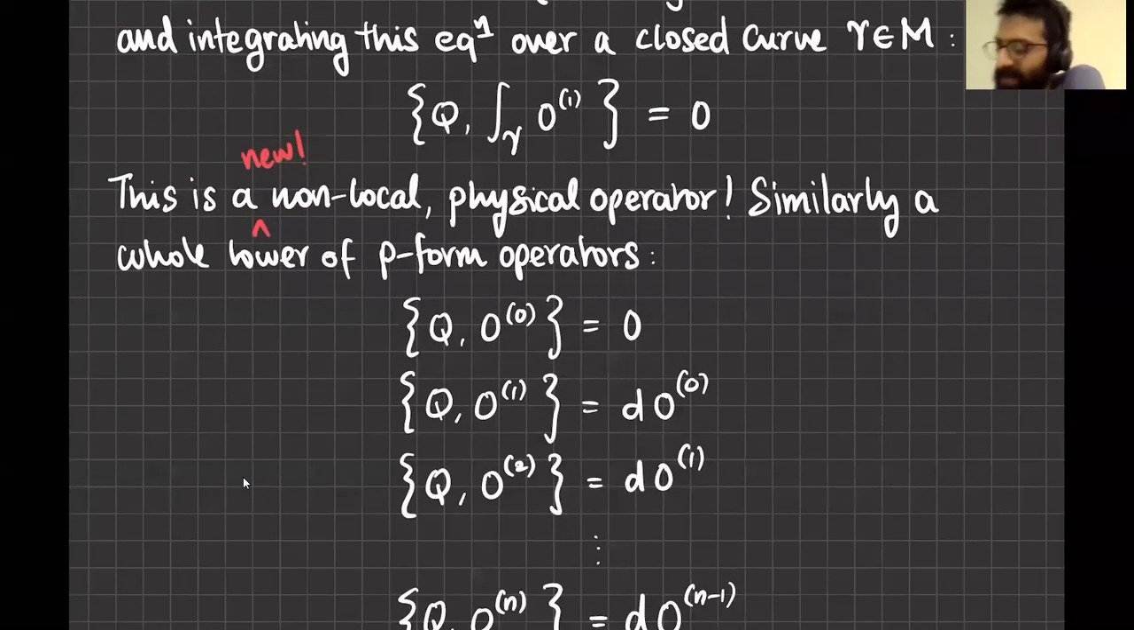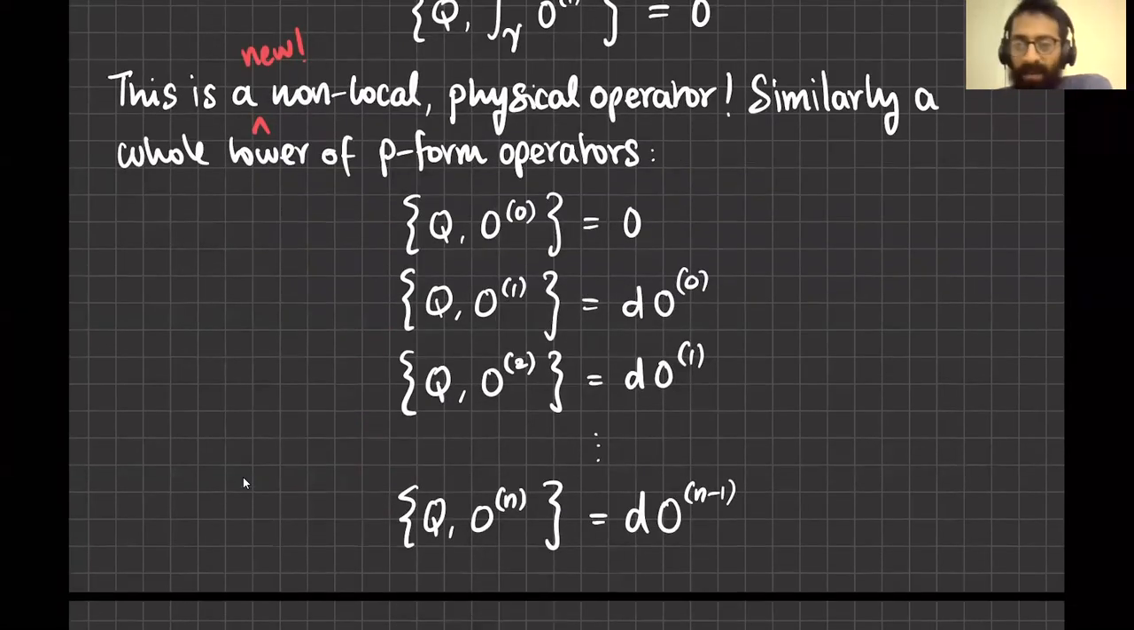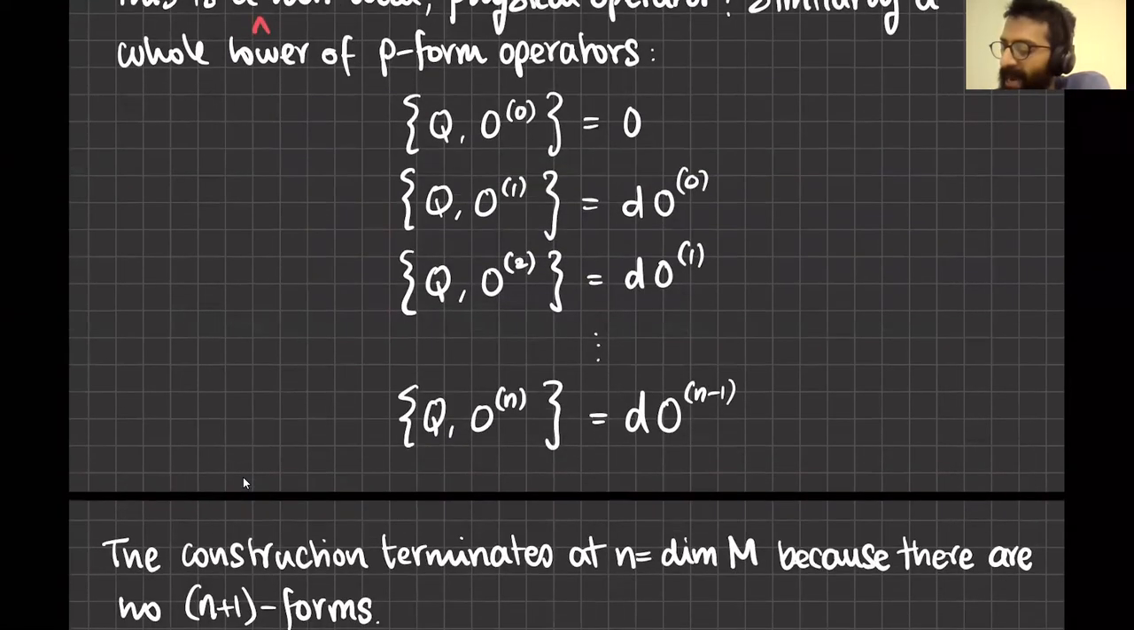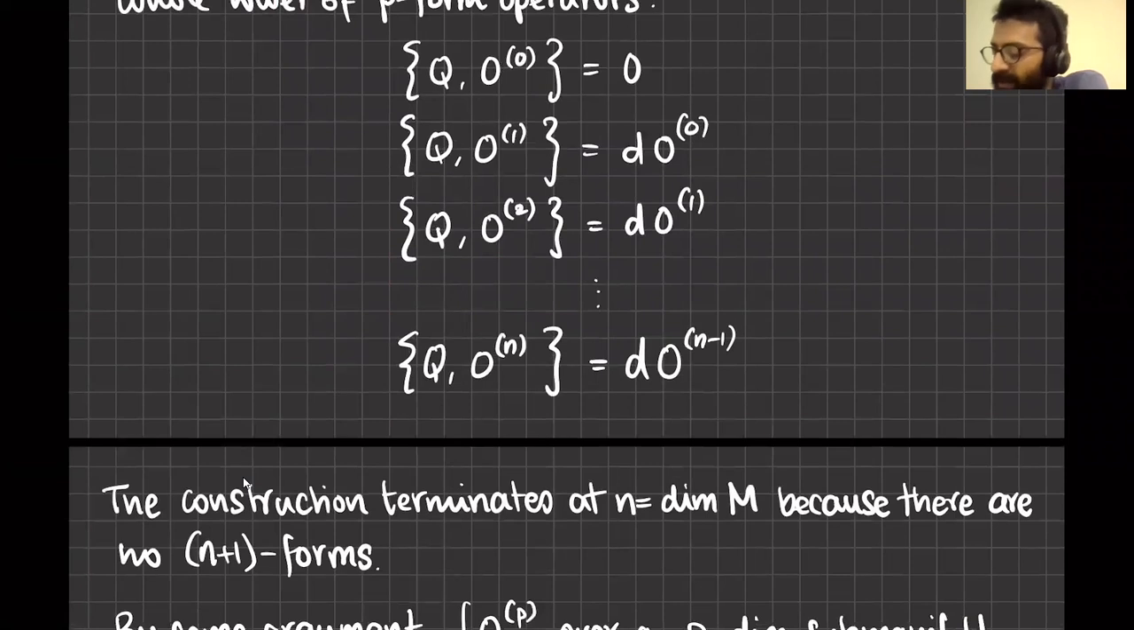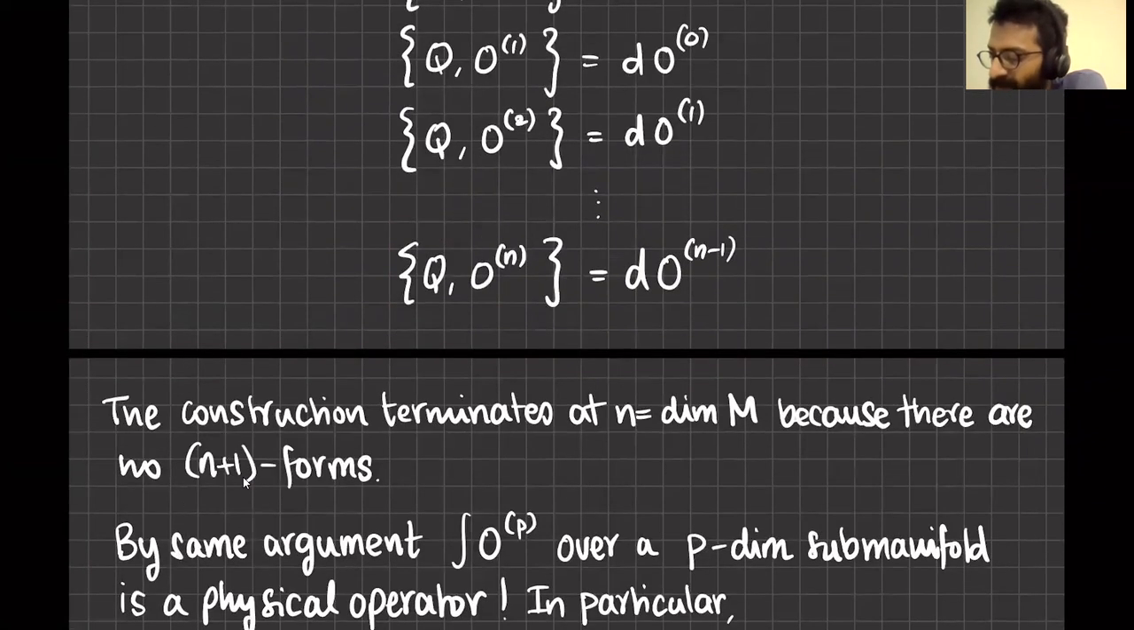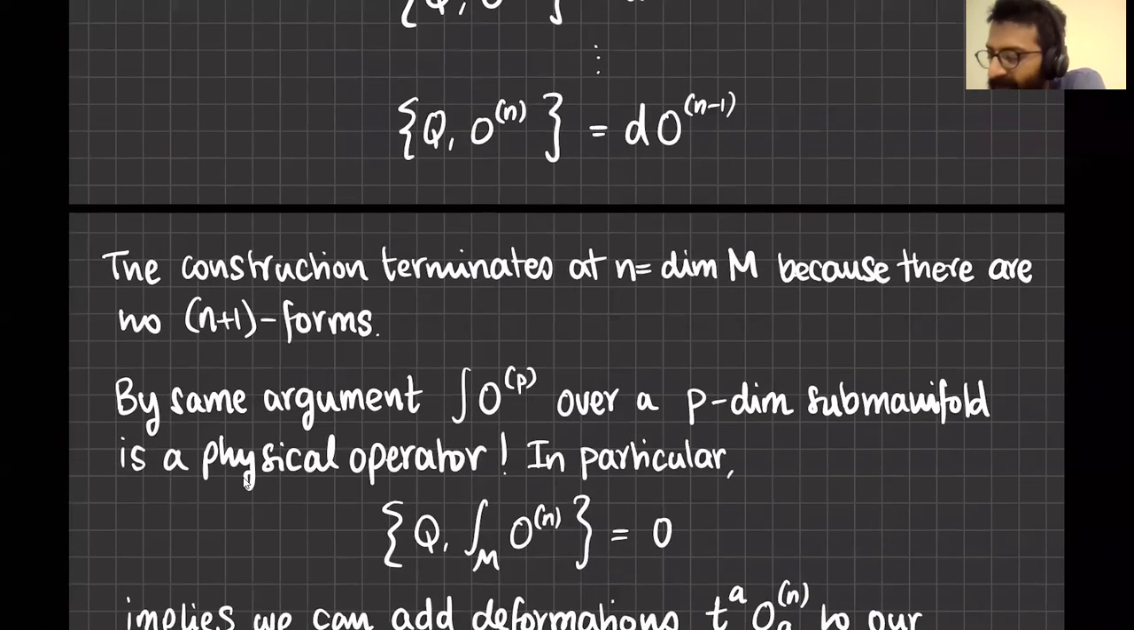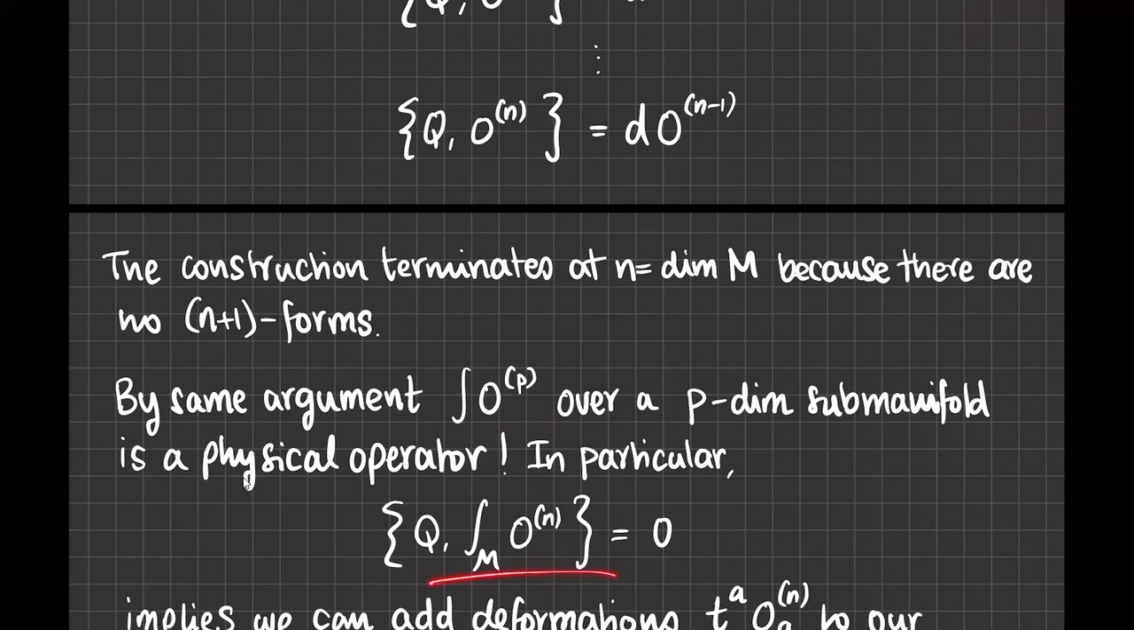So that's the point: you use the Q operator to construct a tower of p-form operators, each of which is physical. So it's a new class of operators. This construction, of course, terminates because there are no n+1 forms. And by the same argument, the integral of Op over a p-dimensional submanifold is zero, right?